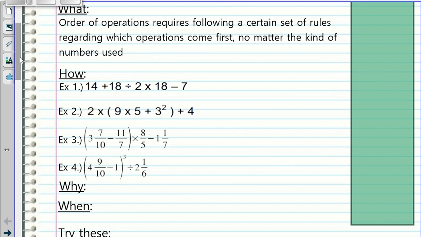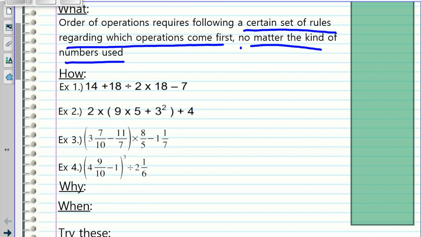Okay, so we are going to, what's the order of operations, right? So order of operations requires following a certain set of rules regarding which operations come first, no matter the kind of numbers used. Now I want to actually use this as the emphasis, because this is the point of the lesson, and that is, don't get intimidated by the kind of numbers.